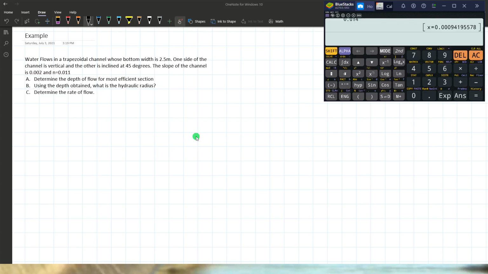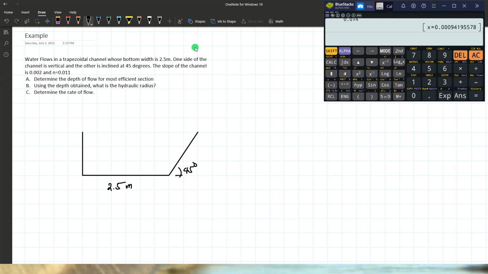Next problem, my last problem. Water flows in a trapezoidal channel whose bottom width is 2.5 meters. So let's say this is your trapezoid. We have a width of 2.5. One side of the channel is vertical, let's say the left side is vertical, and the other side is inclined at 45 degrees.